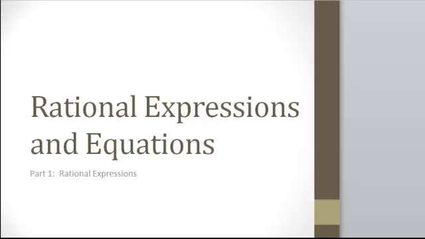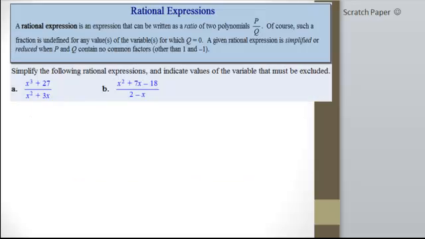Rational expressions and equations, part 1. A rational expression is an expression that can be written as a ratio of two polynomials. Of course, such a fraction is undefined for any values of the variable for which q equals 0. That means the denominator can't be 0.